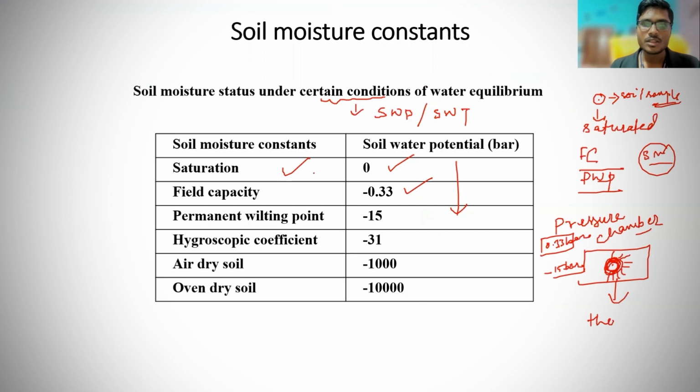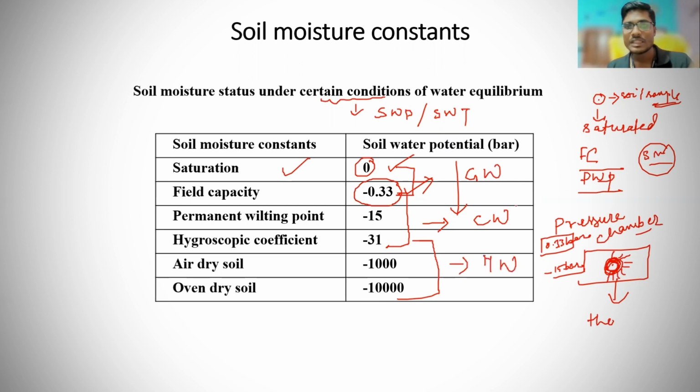We can see the amount of soil water pressure. At saturation the pressure is 0 bar, and at field capacity it is minus 0.33 bar. So 0 to minus 0.33 bar is the gravitational water, minus 0.33 to minus 31 bar is the capillary water, and minus 31 to minus 10,000 bar, that is oven dried soil, is the hygroscopic water. These are the different types of water based on physical classification.